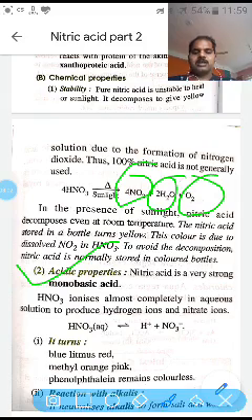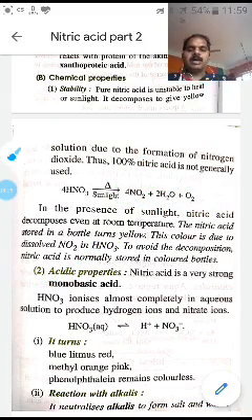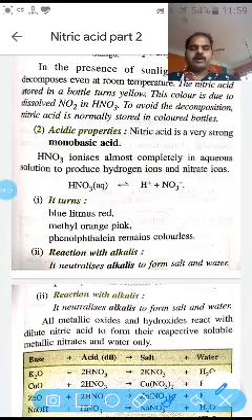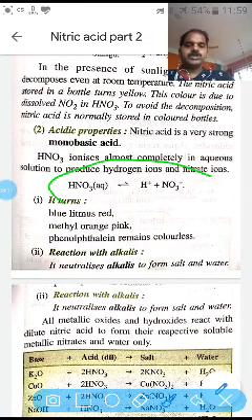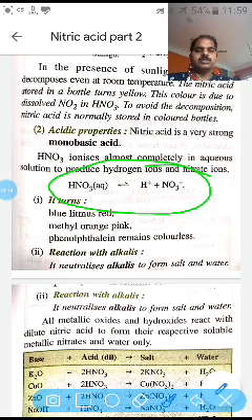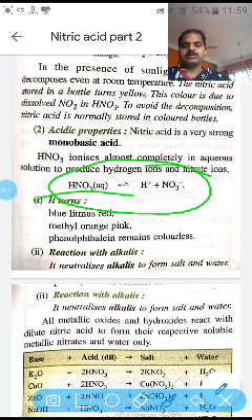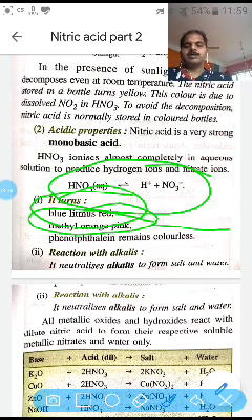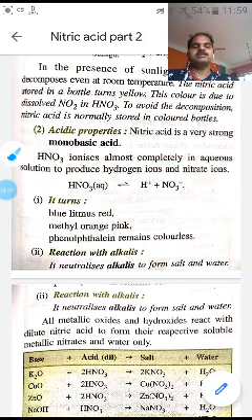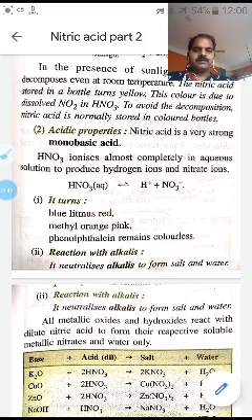Nitric acid in an aqueous solution forms hydronium ion, and this is clearly shown by this equation. Here, nitric acid in aqueous solution is decomposing to form H plus and NO3 minus ion. This H plus combines with another water molecule to form H3O plus. Acidic property can also be shown by using litmus. It turns blue litmus red, methyl orange to pink, and phenolphthalein remains colorless. These are the distinctive properties of these indicators, so from this we can also identify it as an acid.